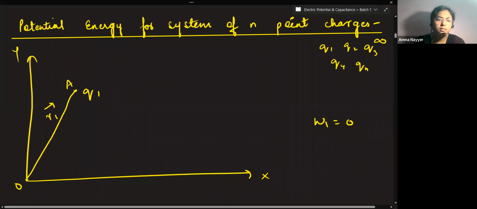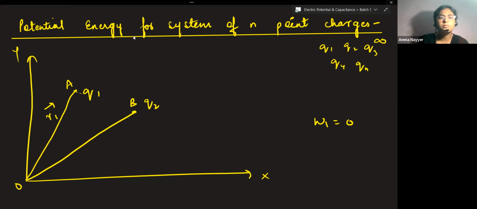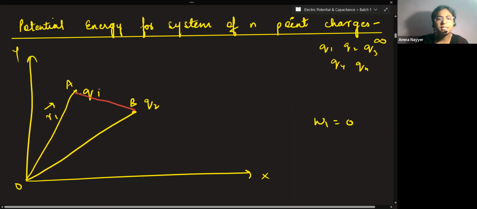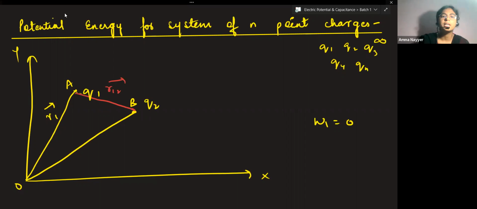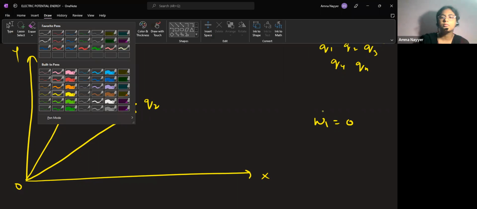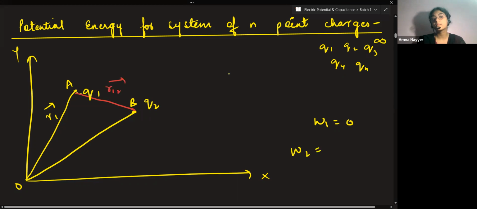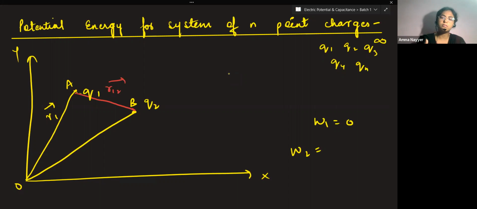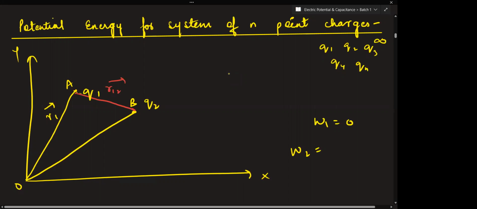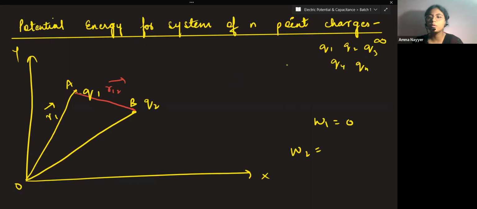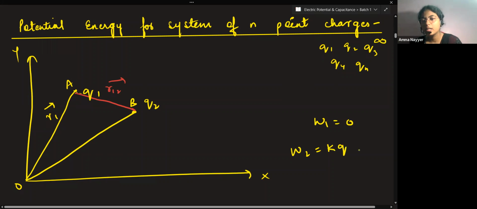Then I bring this Q2, point B. Let me draw the separation. This separation is R12. We have already calculated the work done W2. What will be W2? That is the energy, K Q1 Q2 by R12. Correct. This will be K Q1 Q2 divided by R12.